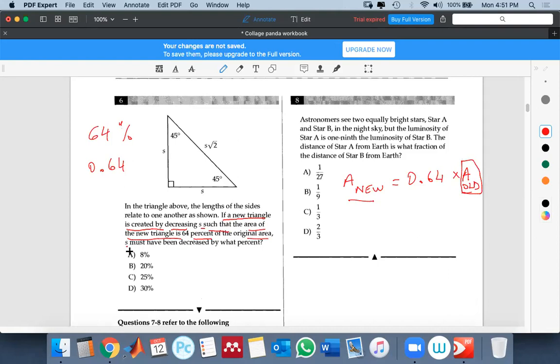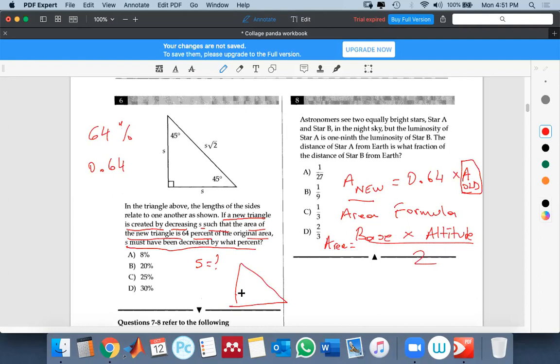Okay, and then the question: S must have been decreased by what? What is the new S? What is the new side? It's very simple. Why? What is the area formula? Base times altitude or height over 2. So the new area, what will it be? I don't know, but be careful guys, if S is decreased and it has become A.